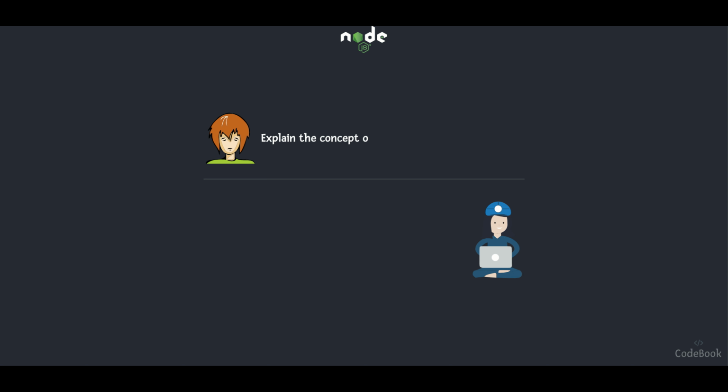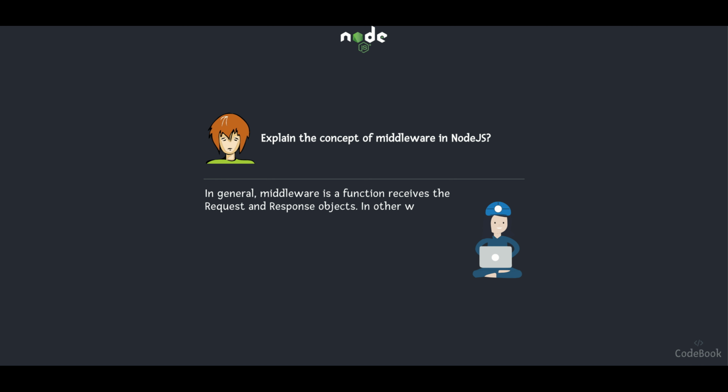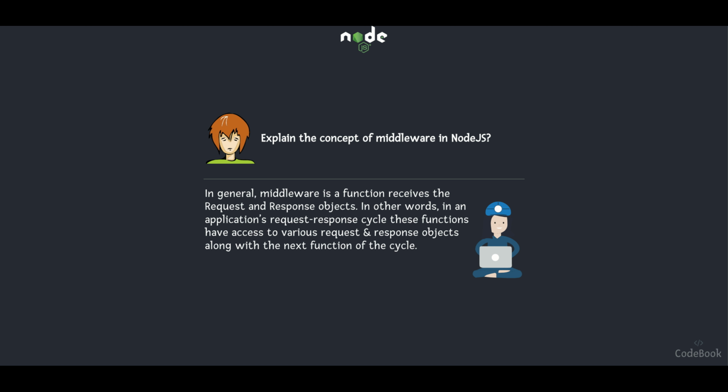Explain the concept of middleware in Node.js. In general, middleware is a function that receives the request and response objects. In other words, in an application's request-response cycle, these functions have access to the request and response objects along with the next function of the cycle. The next function of middleware is represented with the help of a variable, usually named next.